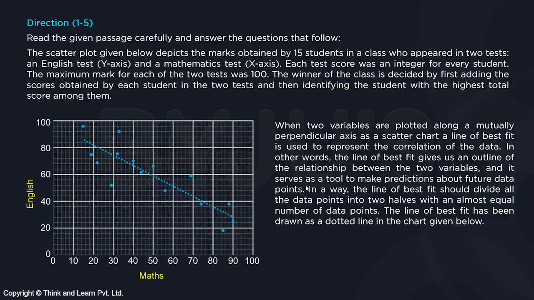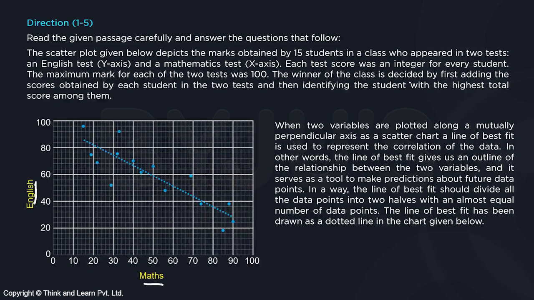Set number 1. The scatter plot given below depicts the marks obtained by 15 students in a class who appeared in 2 tests, an English test on the y-axis and the mathematics test on the x-axis. Each test score was an integer for every student. The maximum mark for each of the 2 tests was 100.